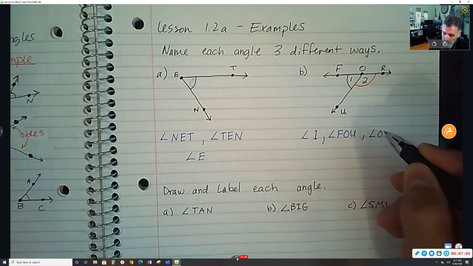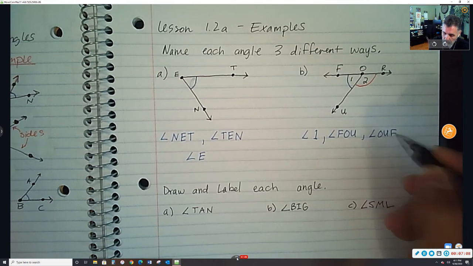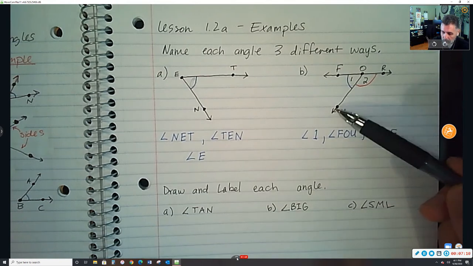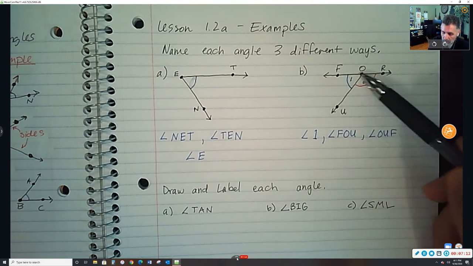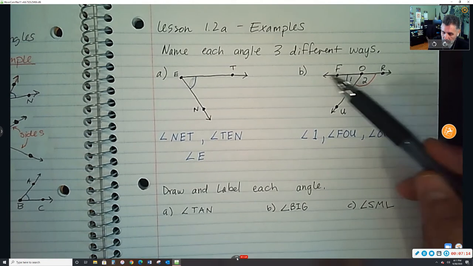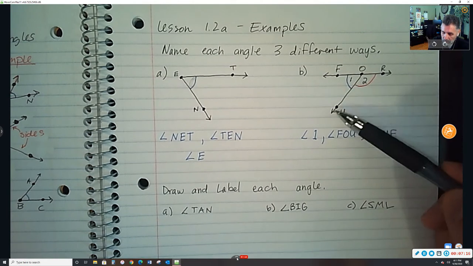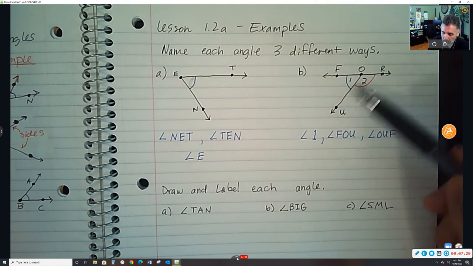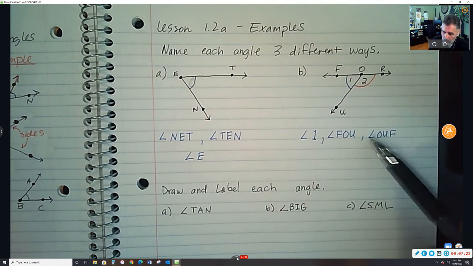Angle O, U, F. And again, when you trace the angle, the order in which you trace it pretty much tells you the letters. You go O, U, O, F, F, O, U. And there's O, U. Oh shoot, I wrote this one wrong.